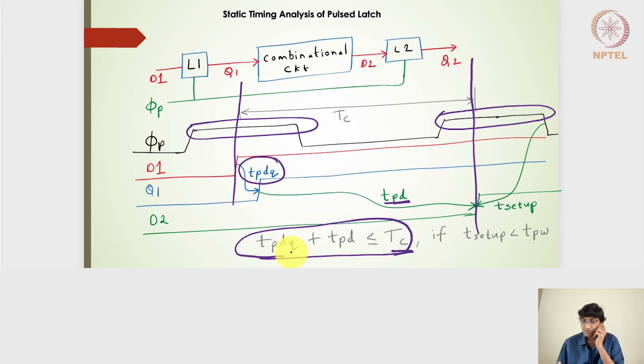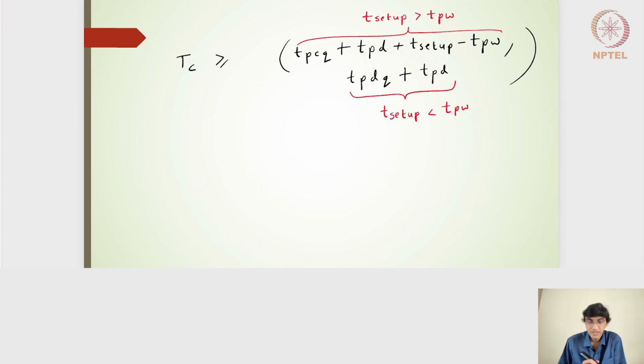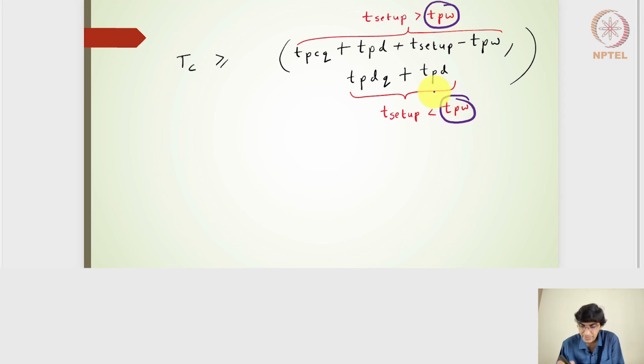But this particular configuration, this TC design, is valid only if the T setup time is less than the pulse width, or the pulse width is very high compared to the T setup time. In a pulse latch, we have two such expressions. One is the expression for when the TPW is low, and the other is for when the TPW is high. When the TPW is low with respect to the T setup time, it is the propagation delay from clock to Q. It works like the flip-flop design. So it is TPCQ plus TPD plus T setup minus TPW.